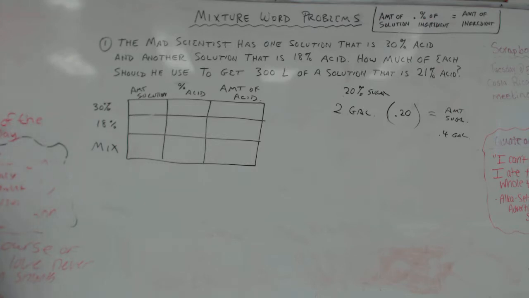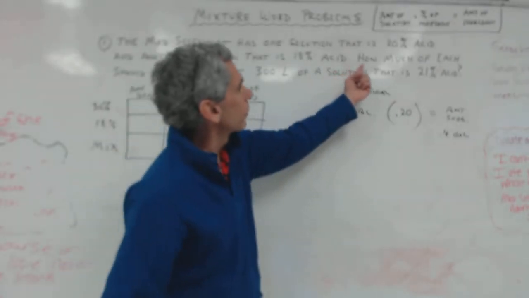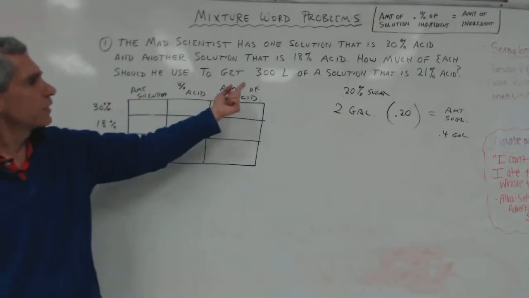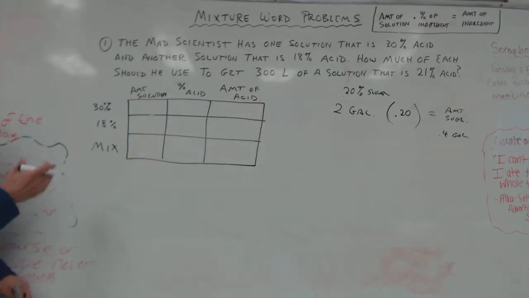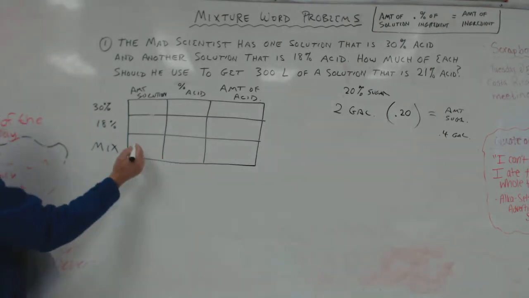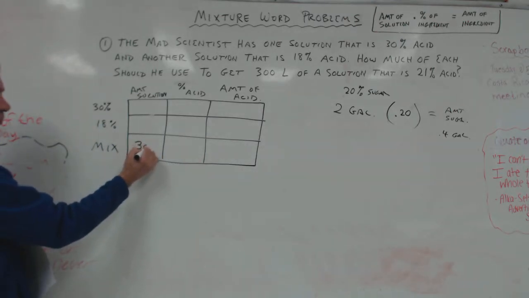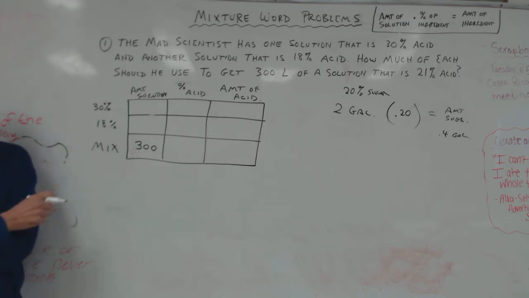So now we can just start filling things in. It says mad scientist Nate has a solution that's 30% acid and another solution that's 18% acid. I'm curious about amount of solution for a second. So I'm reading a little further. How much of each should he use to get a 300 liter solution, right? Where would that go in this? That's the mixture, right? We're going to add them together to get 300 liters, so that's going to be on the mix. That's my 300. You with me? So my amount of my mix is going to be 300 liters.